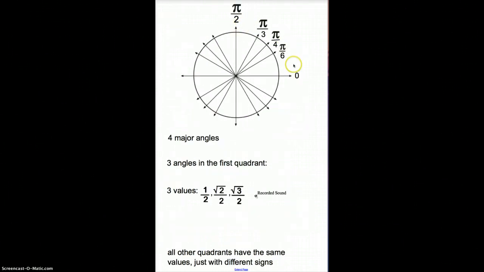So let's look at that first quadrant here. There are 4 major angles. There's the 0, the pi over 2, and then there's pi over here, and 3 pi over 2 down here. Those are the easy ones.